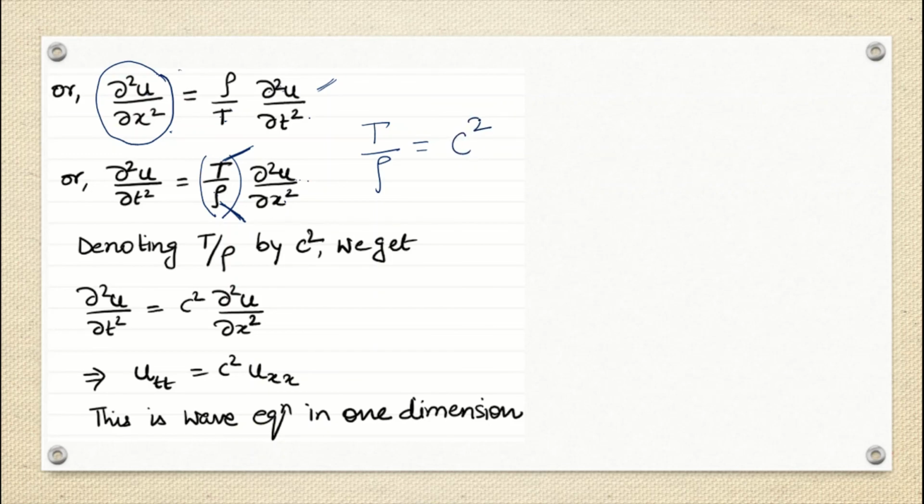Why are we writing c square? Just to show that this is positive. Even if you put c as minus 3, 4, 5, something, the square will always be positive. So to make sure that this quantity is always positive, we replace it with c square. That means del 2u by del t square equals c square times del 2u by del x square. Either you write it in this fashion or you write utt equals c square uxx, and this is the wave equation in one dimension.